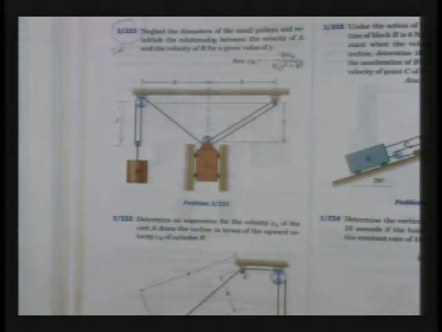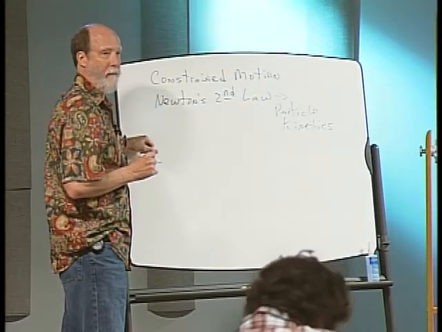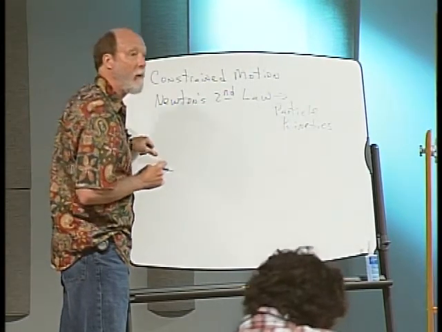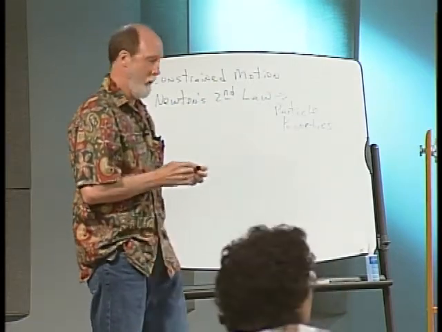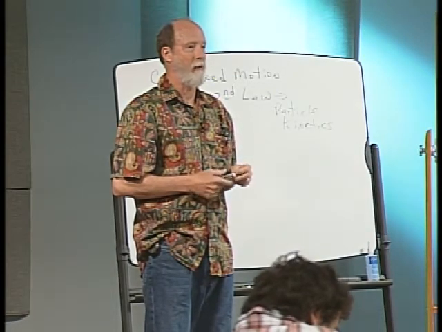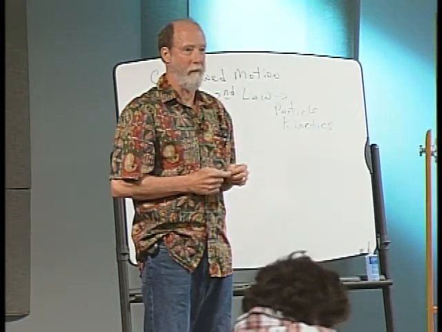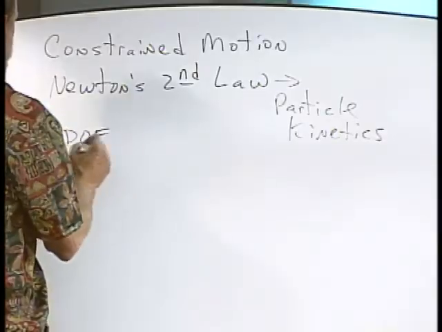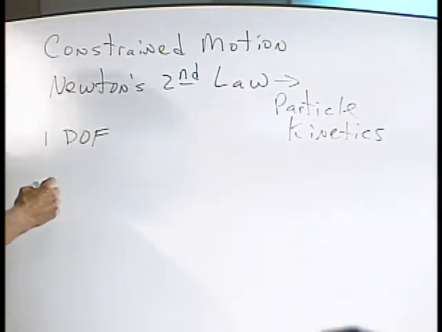Everybody understand the question? So we'll go over here on the board and start working it out now. First of all, what do we do in a constrained motion problem with a cable like that? How many degrees of freedom does this system have? One. There's one strand of cable in the problem, so 1 degree of freedom.